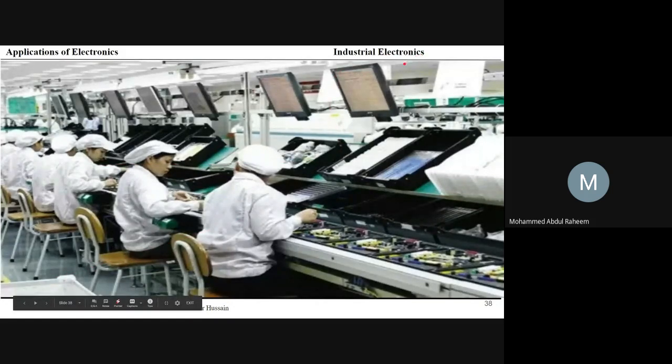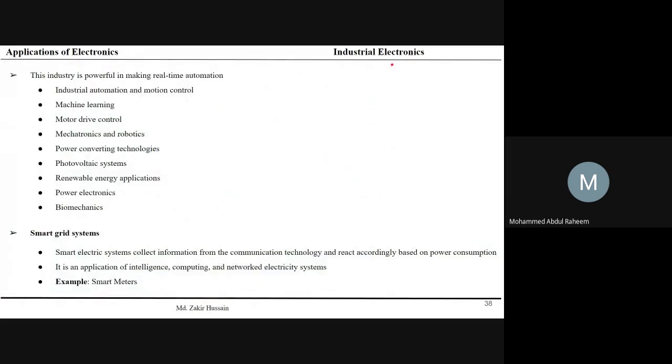Industrial electronics, you may appreciate if you see this. What is there in industrial electronics? There are several here, I have listed them. A few are biomechanics, renewable energy applications, photovoltaic systems. Behind all these industrial applications, we call them industrial electronics. For example, you have a smart grid system. What does it do? Smart electronic systems collect information from the communication technology and react accordingly based on power consumption. It is an application of intelligence, computing, and networked electricity systems.